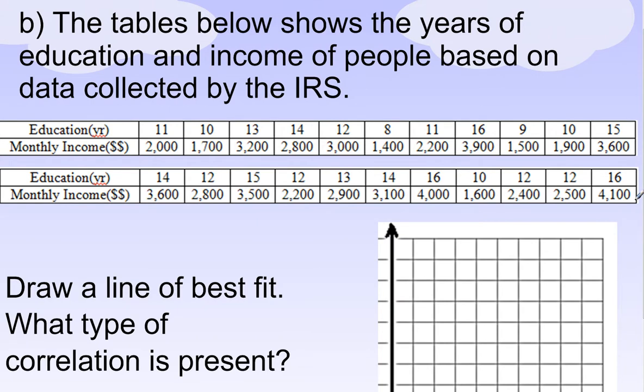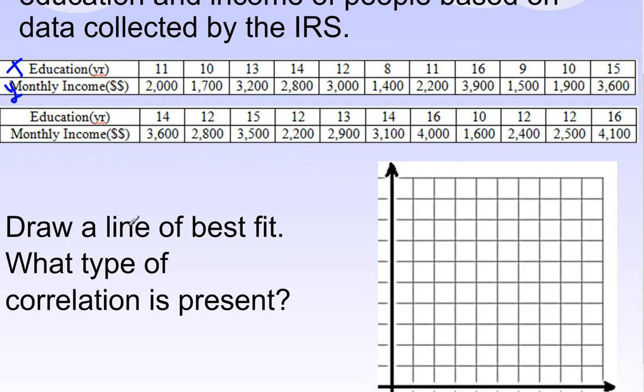So it says here, the table below shows the years of education and income of people based on data collected by the IRS. So based on information collected by the IRS, this shows how much education a person has and how much money they're making. That's their income. So in our table down here, our education will be our X variable. Our monthly income, the amount of money you make per month, will be the Y variable.